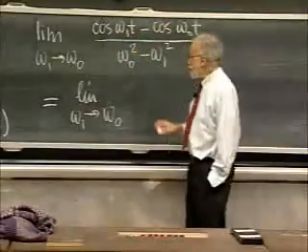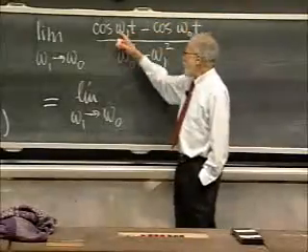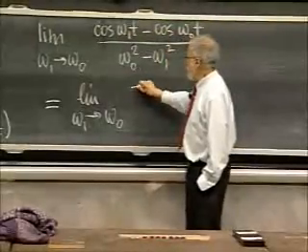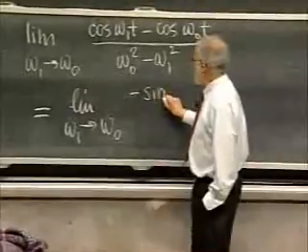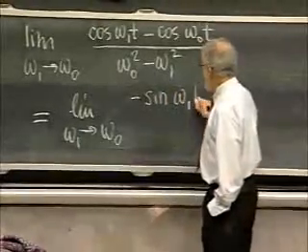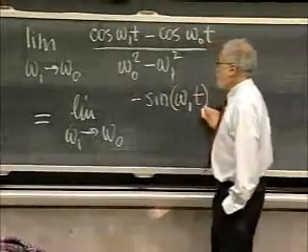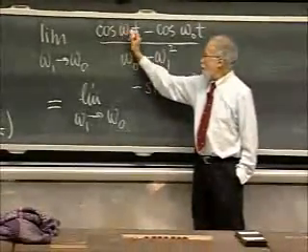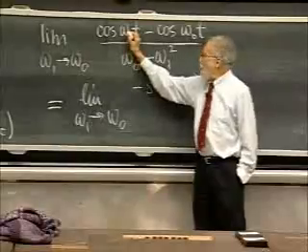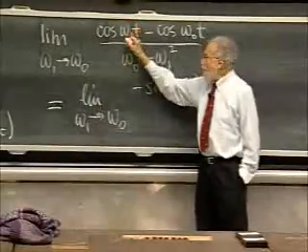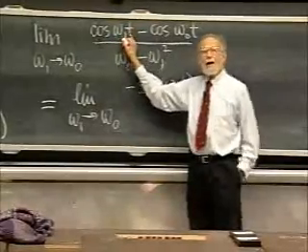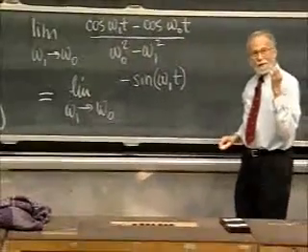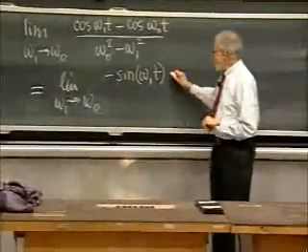Let's differentiate this expression, the top and bottom, with respect to omega 1. So the derivative of the top with respect to omega 1 is negative sine omega 1t, but I have to use the chain rule. That's differentiating with respect to this argument, this variable. But now I must take times the derivative of this thing with respect to omega 1, and t is the constant, so times t.